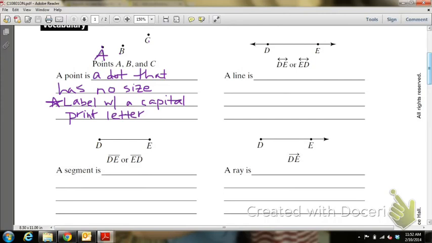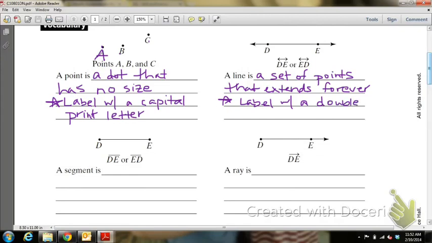A line is a set of points that extends forever. And we label a line with a double arrow over two letters. And you can see they did that up here. It doesn't matter if you do DE or ED because it's going to be a line that's going to go on forever in both directions.